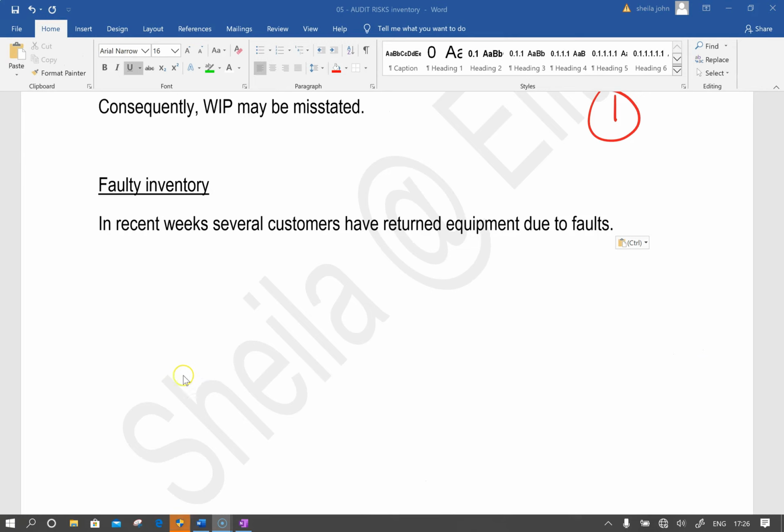We have faulty inventory. So I put the title down there, and I put a little bit of observation in, saying that in recent weeks, several customers have returned equipment due to faults. We've already done the materiality calculation here, so we're going to go straight to the accounting treatment. So what would be the accounting treatment? Now the question here is, would you be able to sell faulty inventory? No, you won't be able to.